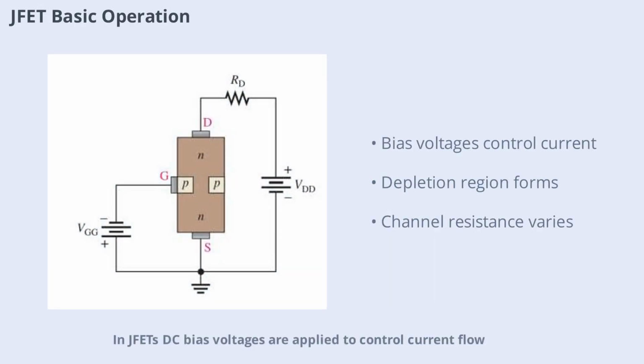In JFETs, DC bias voltages are applied to control current flow. VDD provides drain-to-source voltage, while VGG sets the reverse bias voltage between gate and source. Reverse biasing creates a depletion region along the PN junction, increasing channel resistance and restricting width. By varying gate voltage, the channel width and resistance are controlled, thus regulating drain current, ID.